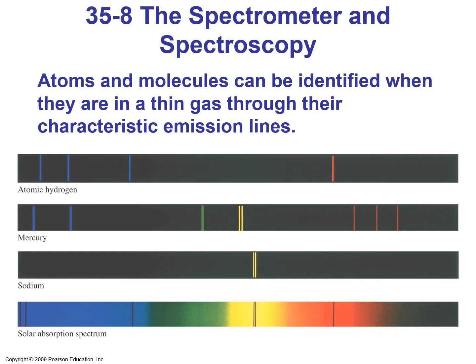Here, for example, we have atomic hydrogen, which consists of blue lines, with some traces of the red line. Mercury is composed of blue, some green, 2 lines of yellow, and 3 lines of red. For sodium, we only have yellow lines. For the solar absorption spectrum, we have all the white light, but some lines are missing, representing absorption of those wavelengths.